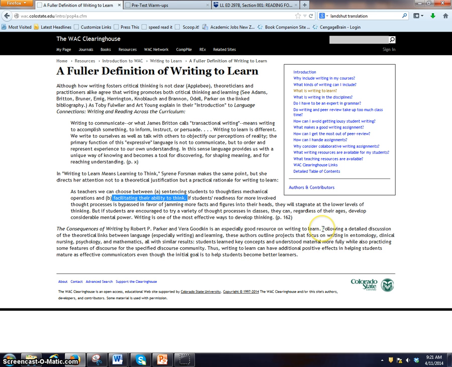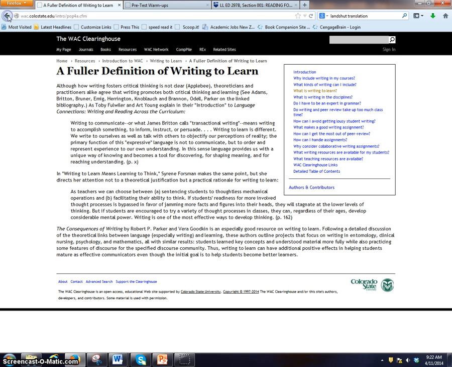So if you read this next section, it's really talking about the way that we think differently in different disciplines, and that you learn these key concepts and you also understand material more fully while also practicing some features of discourse, which means the way in which different disciplines think and converse and problem solve, right? So this act of writing to learn can have very positive impacts on you and your thinking, helping you to become stronger thinkers and actually better learners.